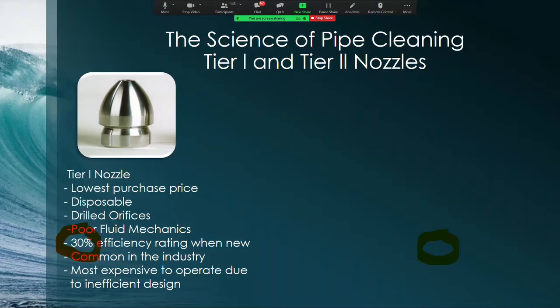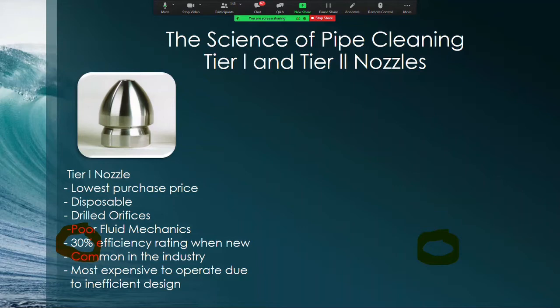The downside is it's 30% efficient when it's brand new, and depending on how well the quality of the material is inside and how well the machining is done, that deteriorates rather quickly. The water running through those drilled orifices will quite quickly erode. A lesser material, like carbon steel, will erode very, very quickly, and once that hole starts to get misshapen, ovaled out, or enlarged, then the flow rates change, the turbulence inside the nozzle increases, and the efficiencies drop. So again, 30% is where it starts.